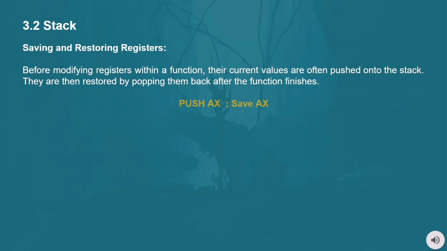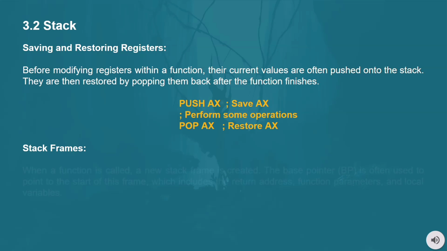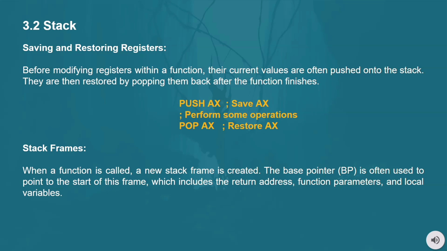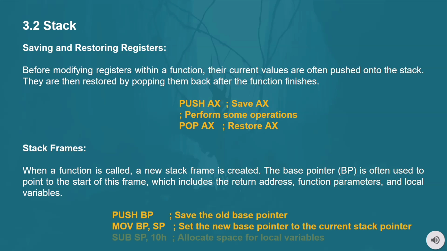In assembly language, registers are saved and restored by pushing their values onto the stack before modification and popping them back after use, while stack frames are created and managed using base pointers, BP, to track function calls, parameters, and local variables.